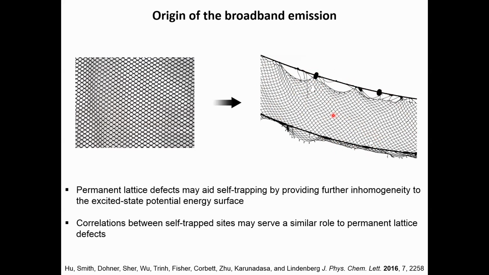So you can imagine if I hit the soccer ball against this net, depending on where the ball hits this net, it'll sink to a different depth. So self-trapping still occurs, the same way that a ball that hits this perfect net will also sink. But the native defects of this material will change how much the ball sinks. So we think that these permanent defects are not the reason the material emits white light, but they affect the white light by changing the emission, because they change how much an exciton is self-trapped in the lattice.